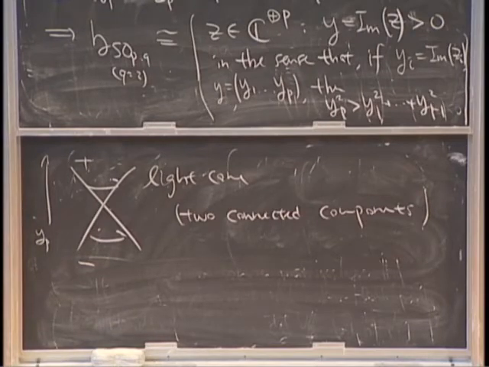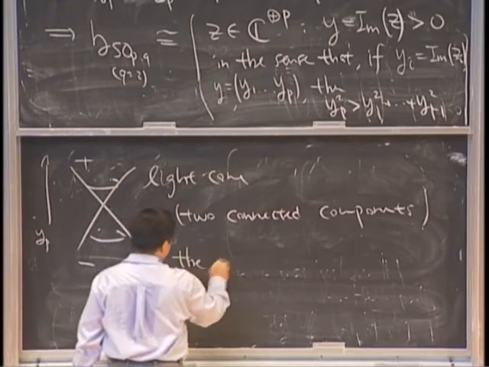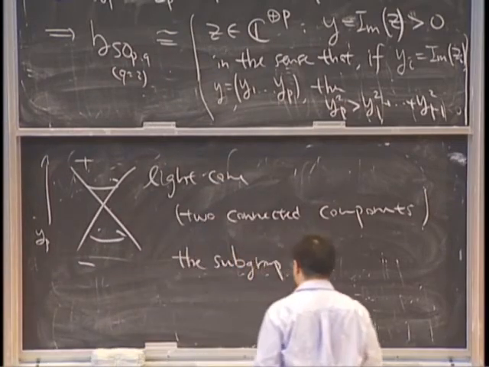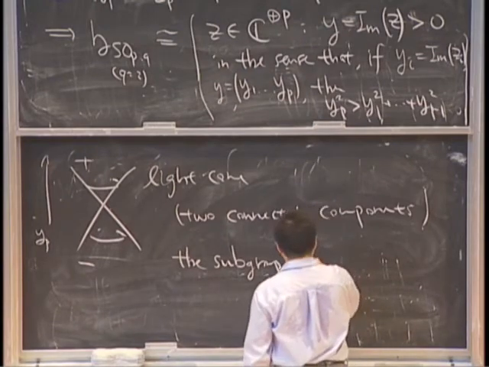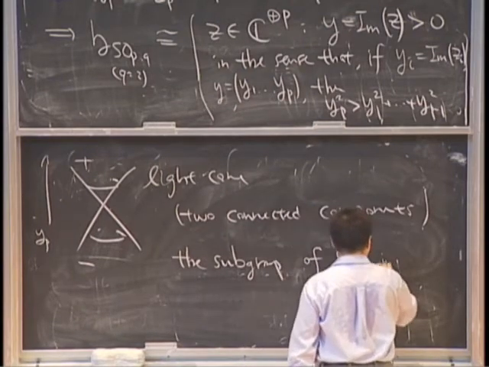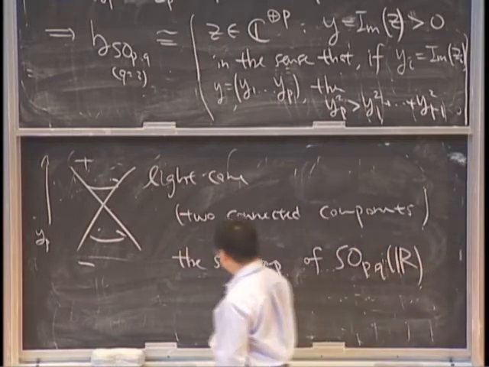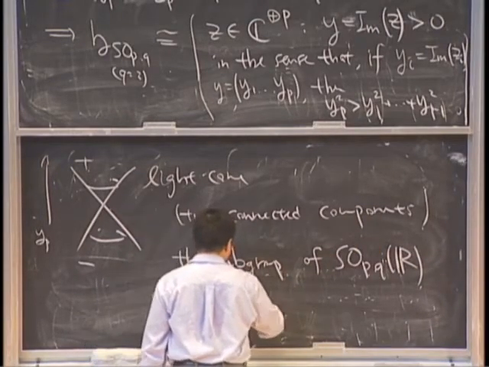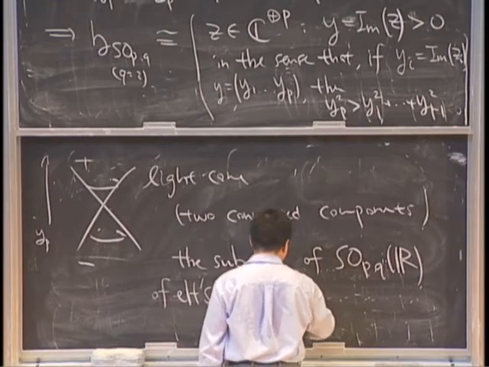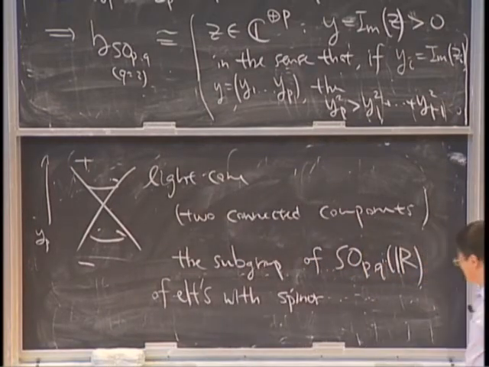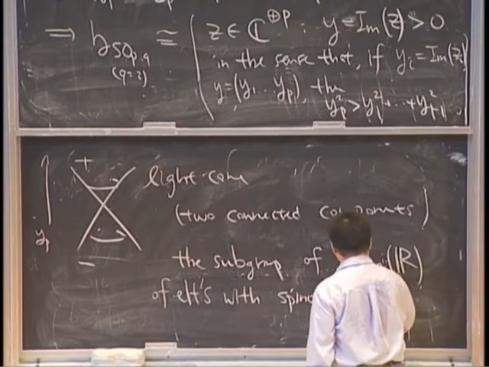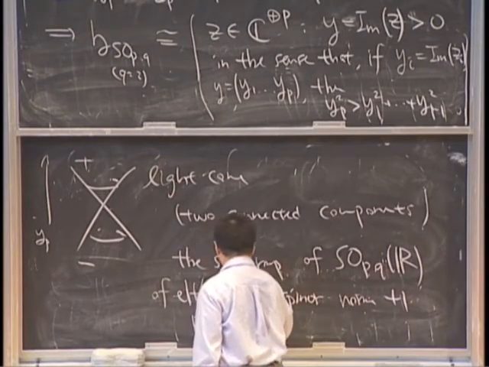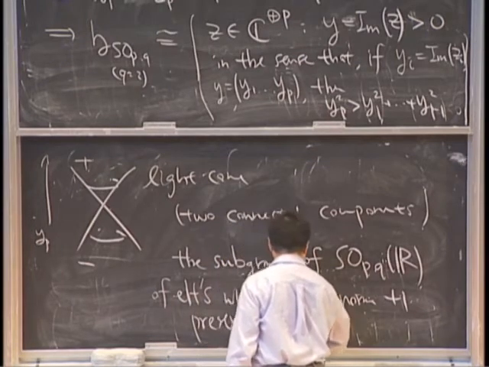there's actually a subgroup. I'm afraid I'm going to force you to use Google here. The subgroup of SO(p,q,r) of elements with spinor norm. I actually checked. This one is easy to find on Google. So spinor norm plus 1 preserves the plus component.